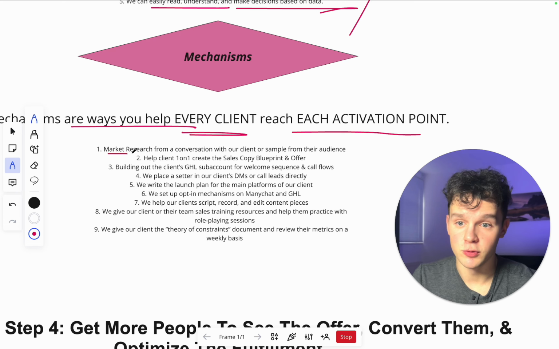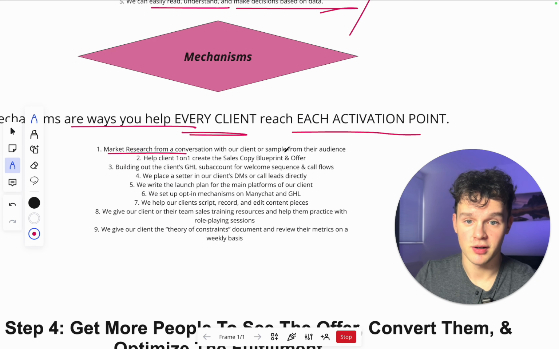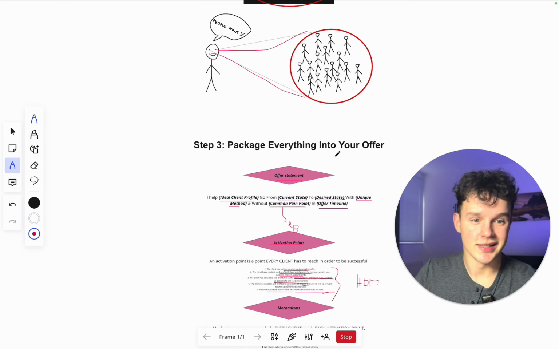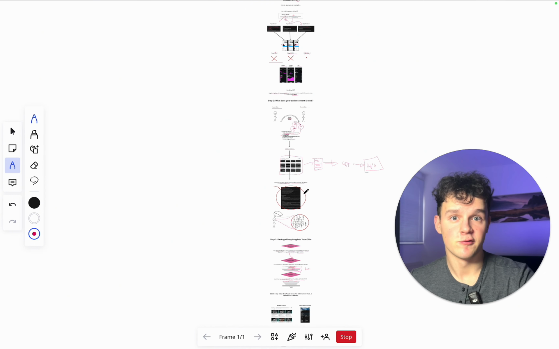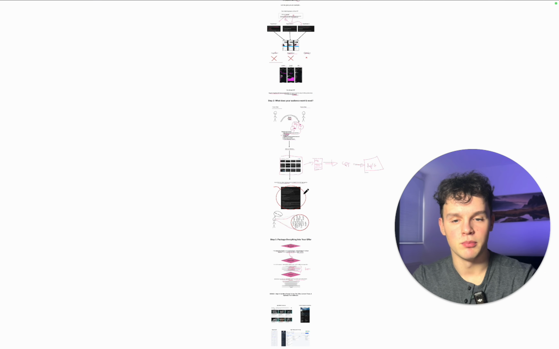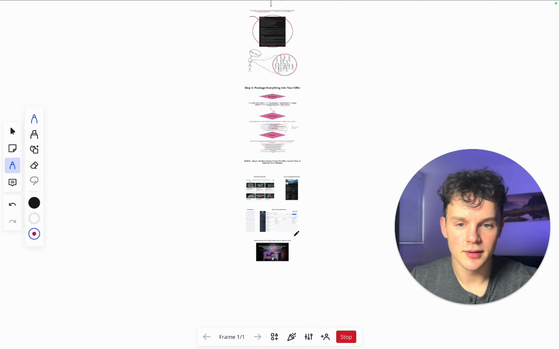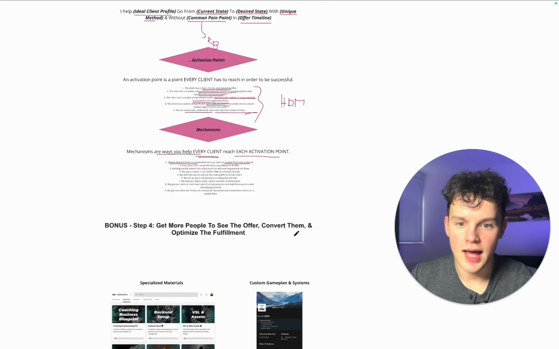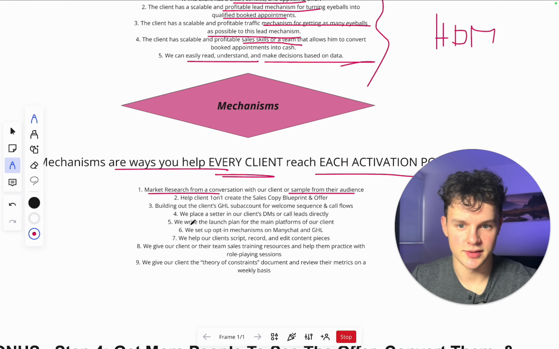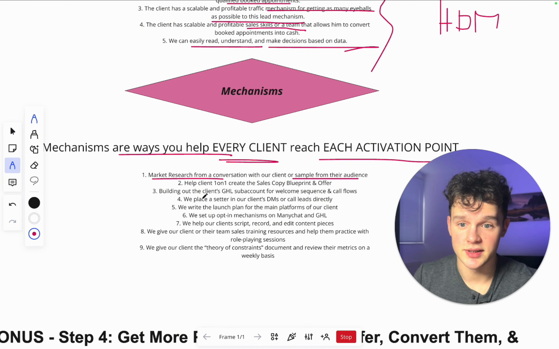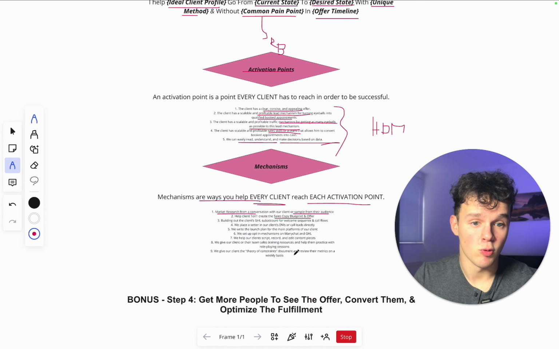So for example, we do the market research from a conversation with our client or sample from the audience. So that process looks similar to the following. If you have a drastically different source of traffic to Instagram, for example, then it would differ a little bit, but essentially this is what it looks like. And then going on, obviously, you can see a couple of other mechanisms over there. So we place setters in our clients' DMs. We help them build out the GHL sub-account and welcome sequence and call flows. Then we help them create the sales copy blueprint and offer, and so on and on.